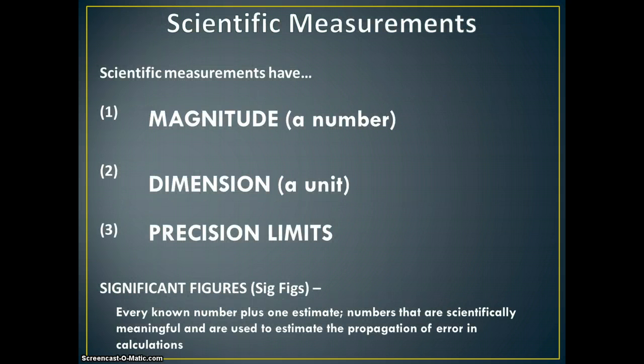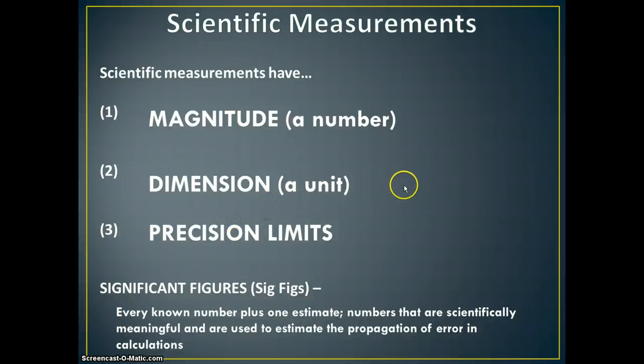Something else we need to say about scientific measurements: they have magnitude. That means they have some number associated with them. They also have dimension, which means they have a unit, and they also are going to have precision limits. That's going to be based on, again, the instrument that we use to measure them.